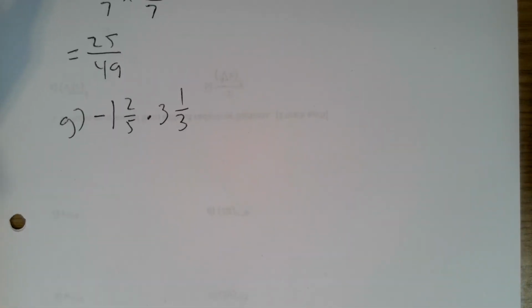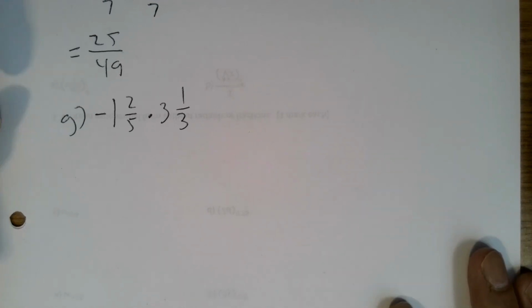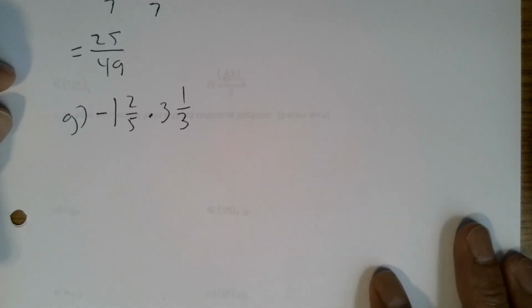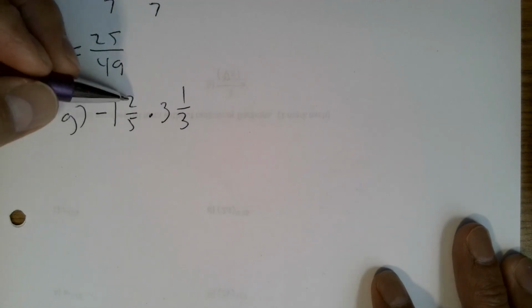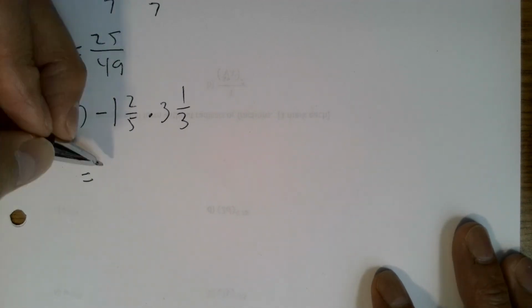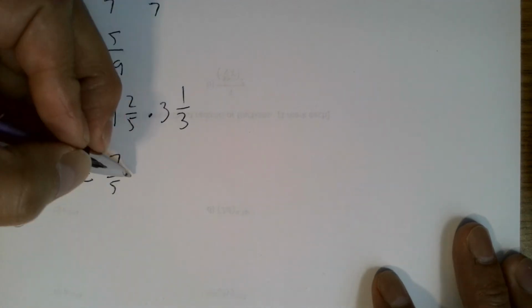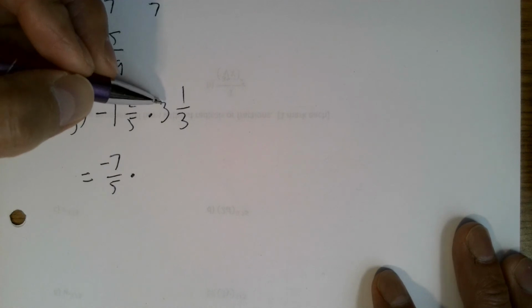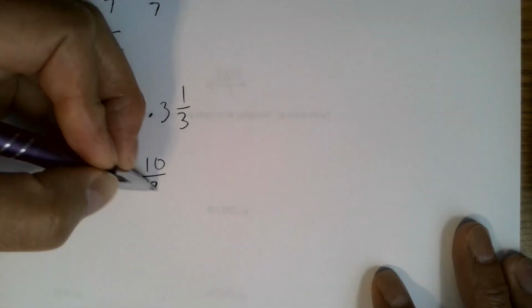-1 2/5 times 3 1/3. Okay, and before we can multiply these, hopefully you guys remember from last year, you need to turn these into improper fractions. I'll also remind you that when we have a negative like this, it means this whole thing's negative. So then 1's negative and our 2 slices are negative, which means that's going to be -7 slices. We're going to owe 7 slices of 5-slice pizza. And we've got 3 pizzas with 3 slices each. That's 9 slices. 1 more is 10/3.